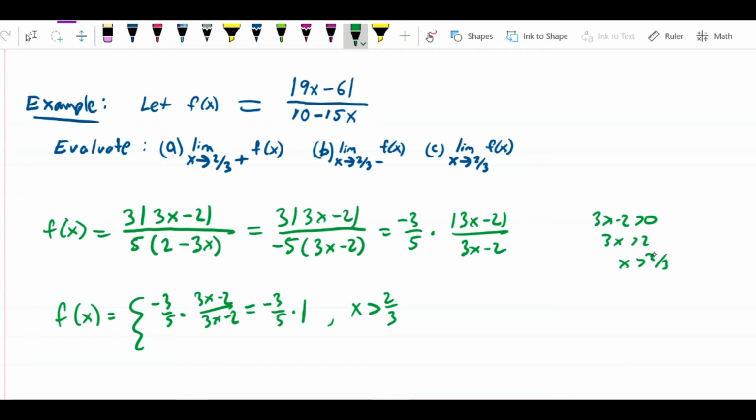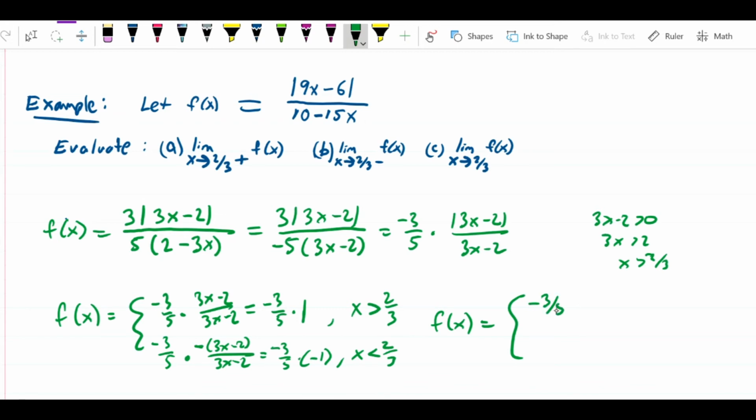So that's when the expression inside the absolute value symbol is going to be positive, and we don't have to flip it around. On the other hand, for x less than 2/3, we get negative 3/5 times negative 3x minus 2 over 3x minus 2, which is negative 3/5 times negative 1. So that means that f of x is going to equal negative 3/5 for x greater than 2/3, and it's going to equal positive 3/5 for x less than 2/3.